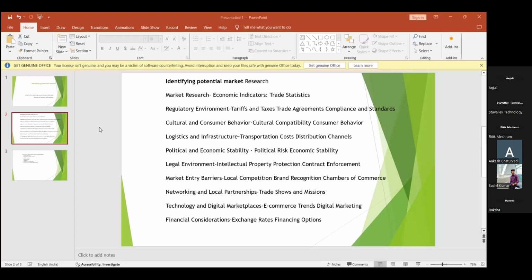Next comes networking and local partnership. Here come trade shows and missions. For example, a company would participate in one to build a network. Say you have built a skincare product, like a Mamaearth or Patanjali type of product, an aloe vera gel or something for the hair. Nowadays the most famous hair oil is Adivasi hair oil. How did they build the network, so that many people know it? I hope everybody is aware of that Adivasi hair oil.